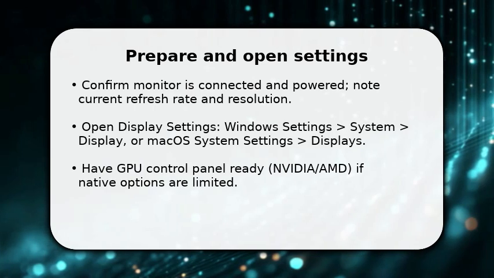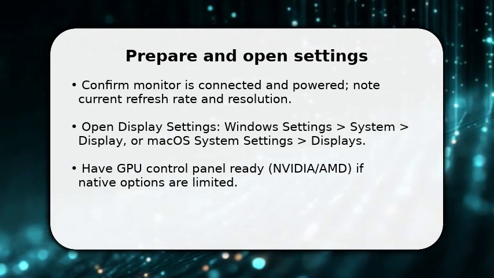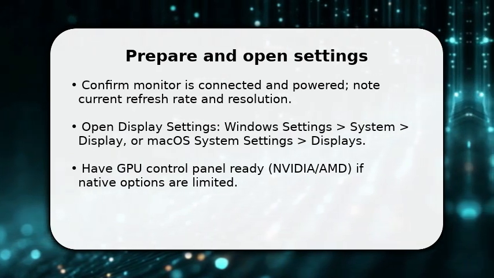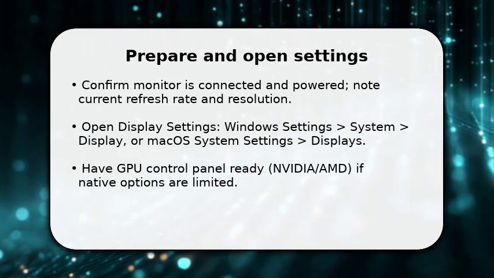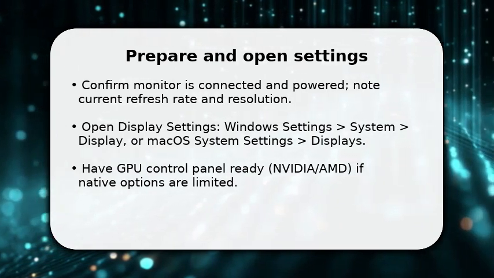You first confirm the monitor is connected, powered, and showing a stable image. This prevents misreads. Once done, open Display Settings on your OS: on Windows, Settings, System, Display; on macOS, System Settings, Displays. Make sure to note the current resolution and refresh rate so you can revert if needed.